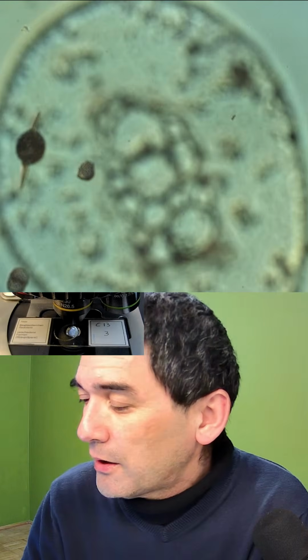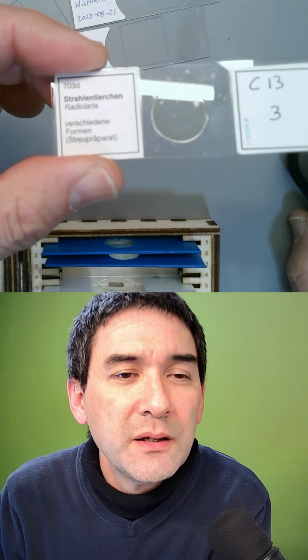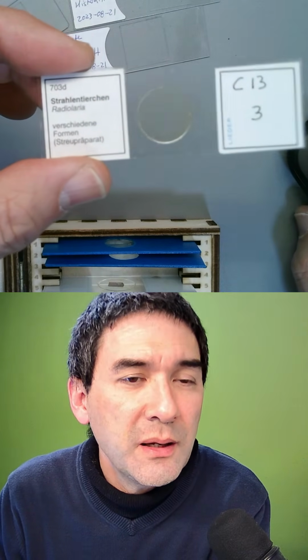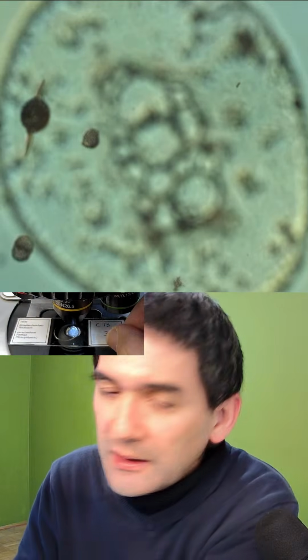Okay, so I show you first the slide label, so that you see a little bit of what we've got here. These are called radiolarians. They have a shell made of silica. So these are the shells of certain microorganisms, and they have a really nice pattern.